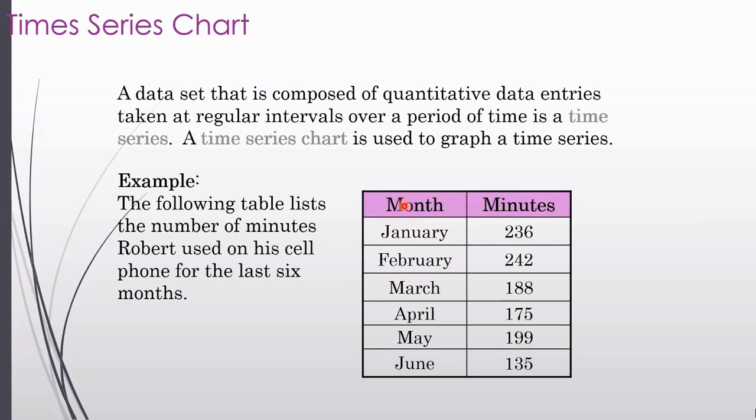So here we are taking time on the horizontal axis. We are looking at the number of minutes Robert used on the cell phone, right? How this particular person, Robert, is using the cell phone: how many minutes used for January, how many used for February. And we want to look at whether these minutes are changing over the time period. Usually, we have to look at the time series points at regular intervals. So here the regular intervals we are taking as months.